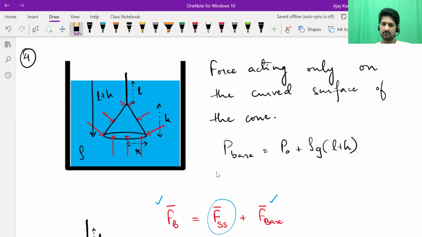That becomes very difficult. So another way to do it is we know the total force exerted by the surrounding fluid. That is what we call buoyant force. And only the force on the base is easy to calculate. So if you know the buoyant force and the force on the base, you can find out the force on the slant surface. That's the idea we have used here. Right.